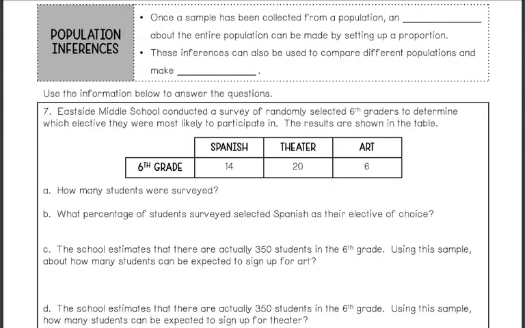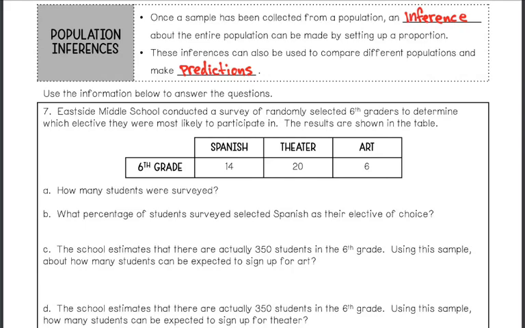With that information, if it is a random sample, we can do a lot of different things, but the very first thing is population inferences. Once a sample has been collected from the population, an inference about the entire population can be made by setting up a proportion. These inferences can be used to compare different populations and make predictions. So what that means is, if I get a random sample, based off of their results, I can figure out what the entire group is going to want, or I can figure out what's going to happen in the scenario based off of my random sample.